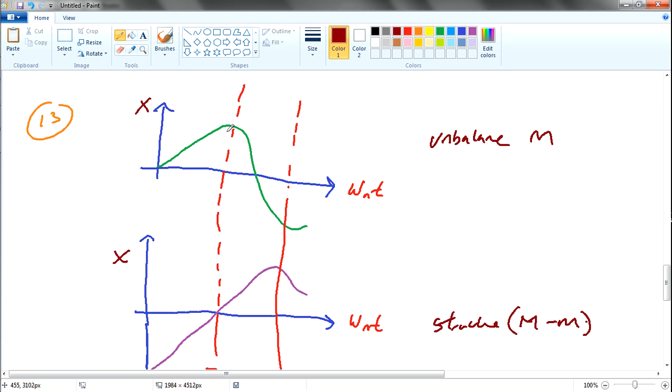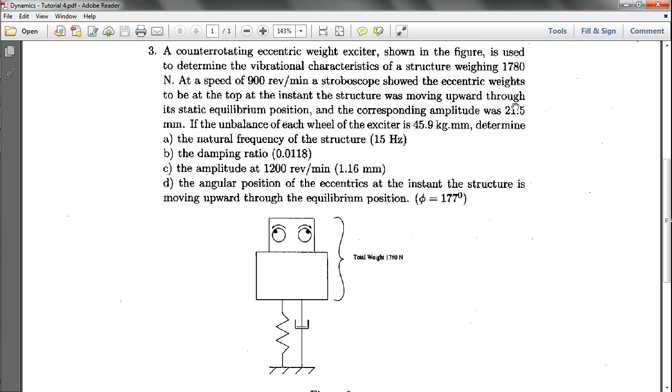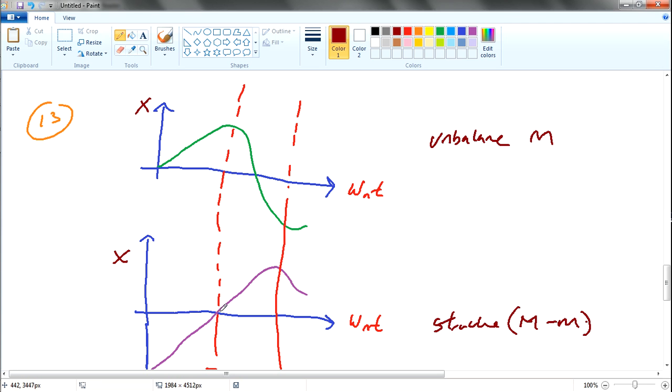And then when it reaches this point over here, the unbalanced mass reaches the static position. So it's a little unintuitive to say. To head back to this question, you say that the structure was moving upward through its static equilibrium position. If you look at the graph, the static position is actually here. This is the static position of the structure, while the unbalanced mass itself is already up here.